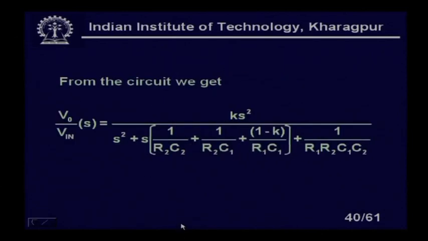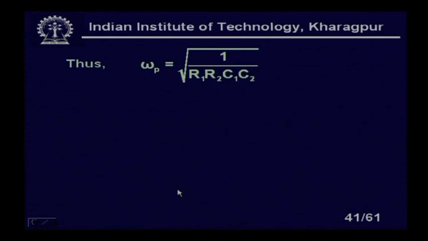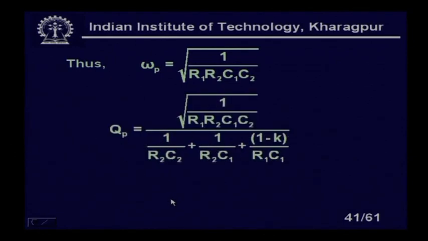Now, from the circuit we can write this high pass transfer function, V naught by V in of s, equal to k s square upon s square plus s times (1 upon R2 C2 plus 1 upon R2 C1 plus (1 minus k) upon R1 C1) plus 1 upon R1 R2 C1 C2. So, omega p equal to root over 1 upon R1 R2 C1 C2, and Q p equal to root over (1 upon R1 R2 C1 C2) upon (1 upon R2 C2 plus 1 upon R2 C1 plus (1 minus k) upon R1 C1). So, small k equal to this capital K, obviously k equal to 1 plus R2 by R1 in this case, right.